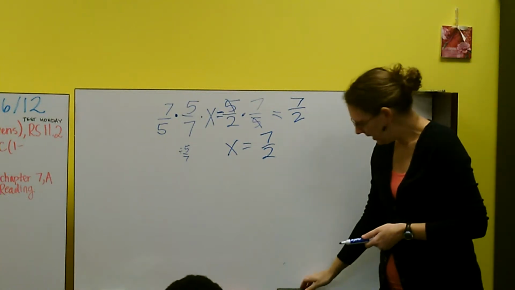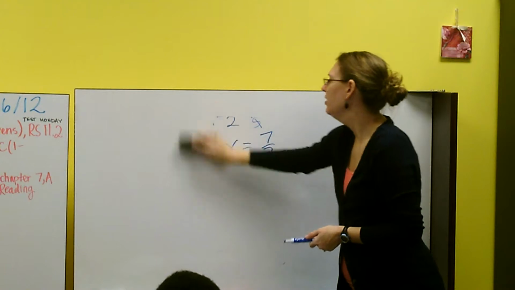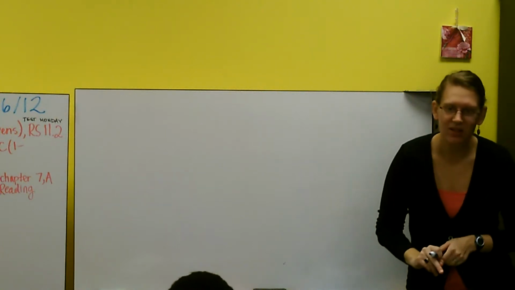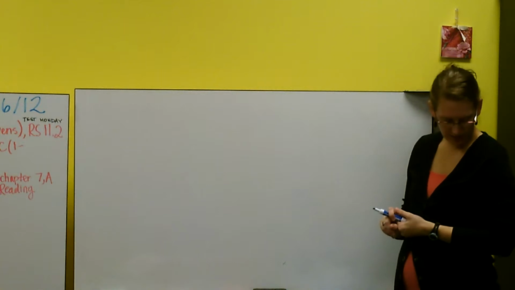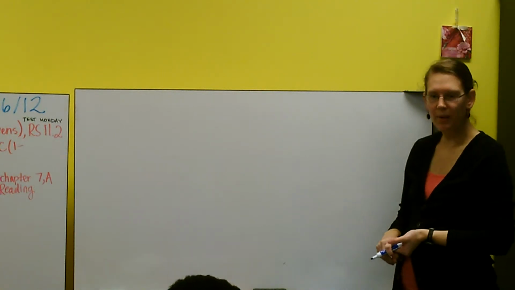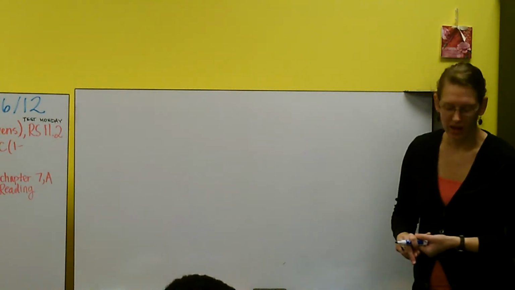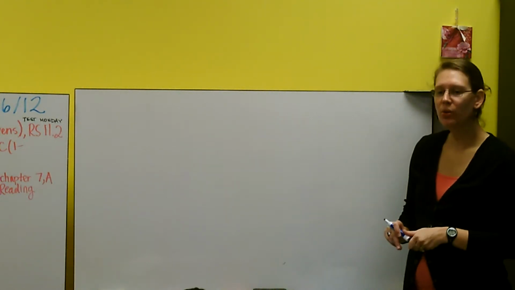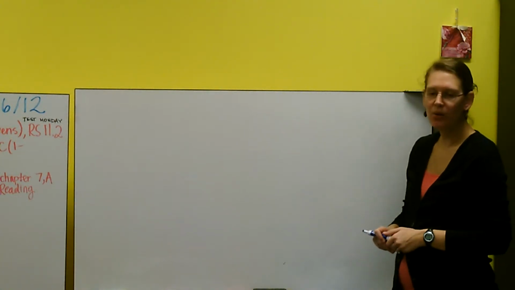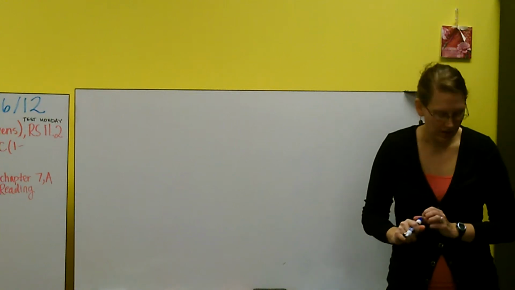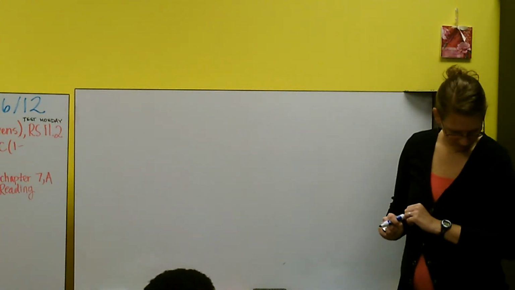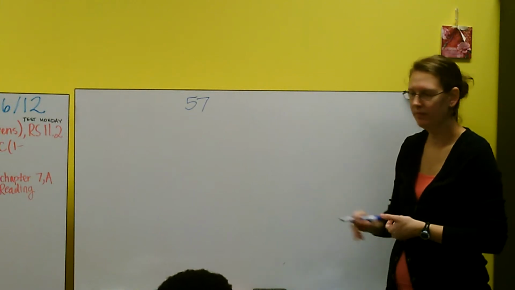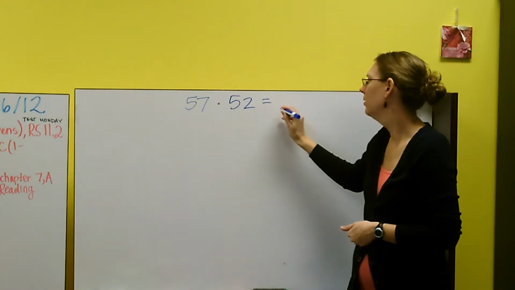Last but not least, we got 2 more examples. So Portia, tell me what I'm going to do for 5/7 of 5 over 2 is what number? Example 48.3. I want you to give me what I should put up here. How are you going to solve that? 5/7 times 5/2 equals 25 over 14.